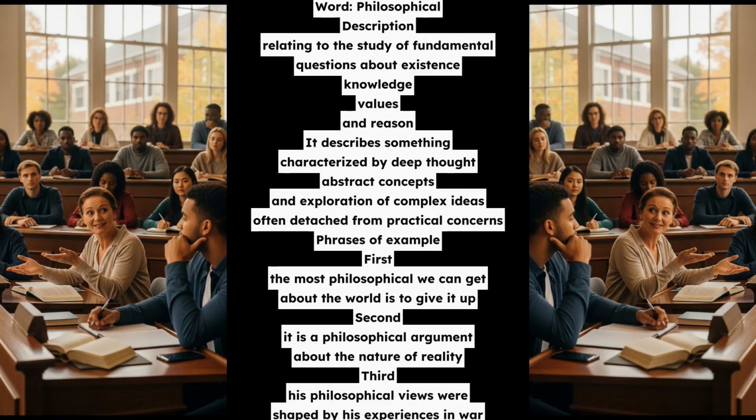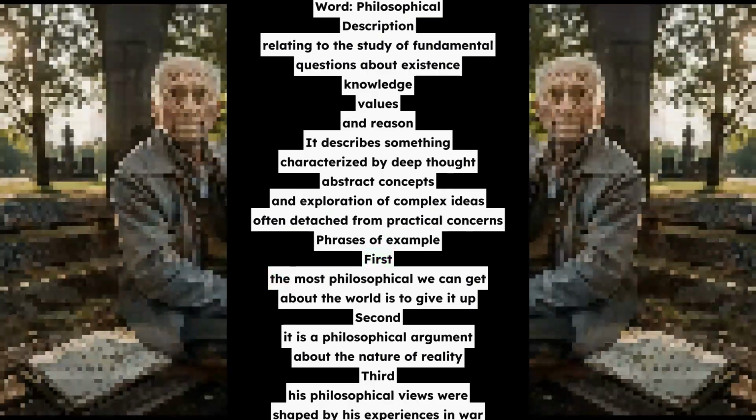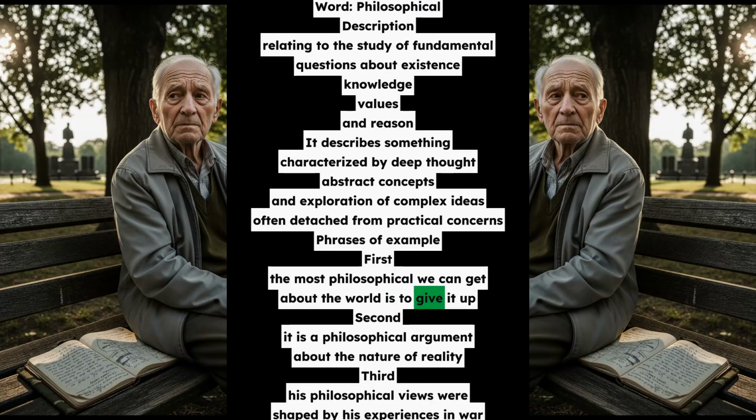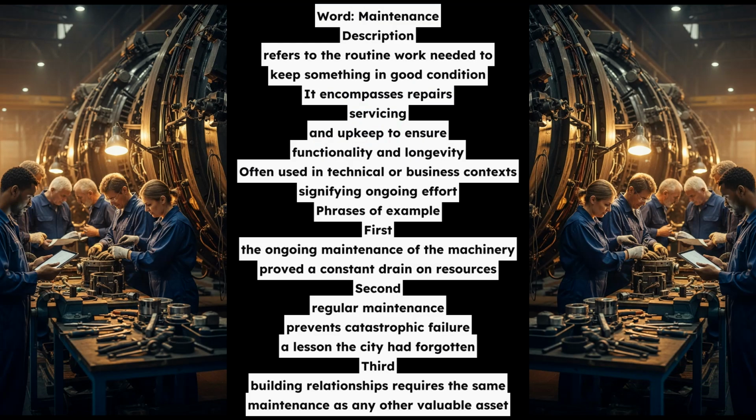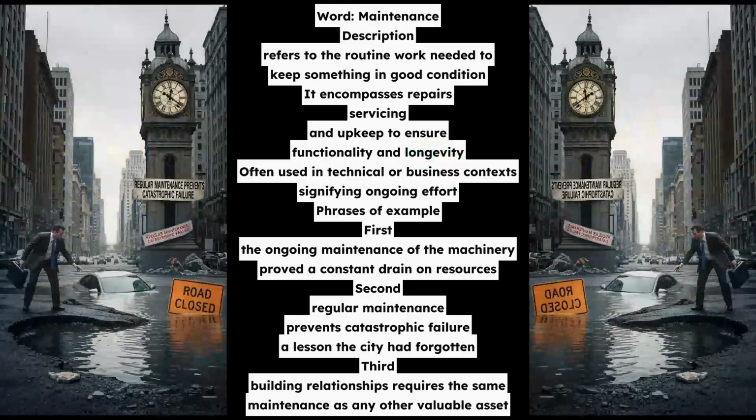Word: maintenance. Description: refers to the routine work needed to keep something in good condition. It encompasses repairs, servicing, and upkeep to ensure functionality and longevity. Often used in technical or business contexts, signifying ongoing effort. Phrases of example. First, the ongoing maintenance of the machinery proved a constant drain on resources. Second, regular maintenance prevents catastrophic failure, a lesson the city had forgotten. Third, building relationships requires the same maintenance as any other valuable asset.